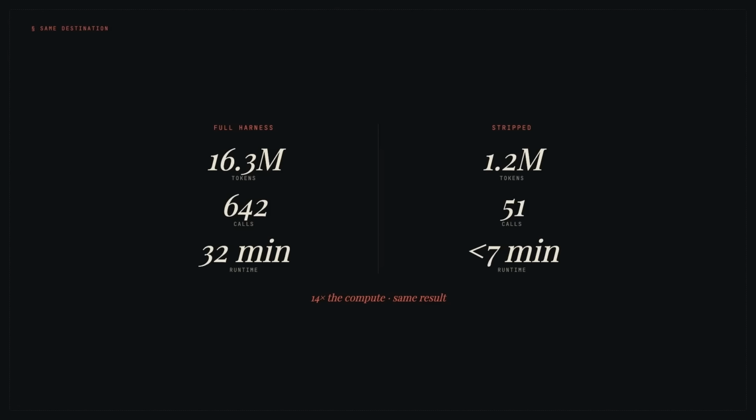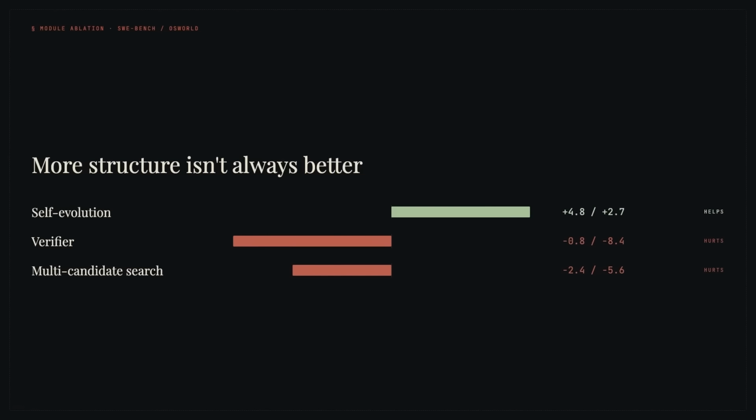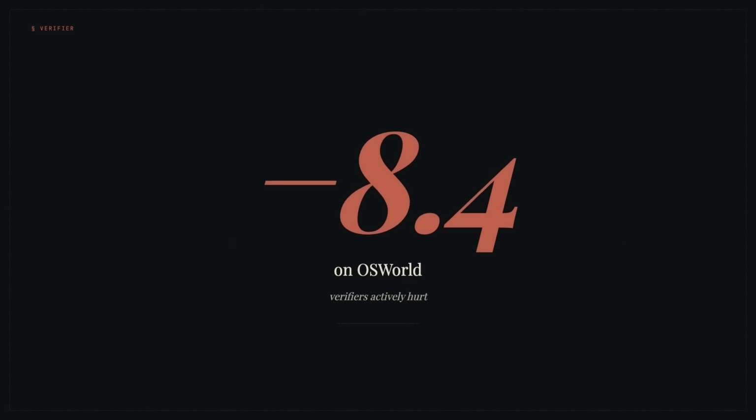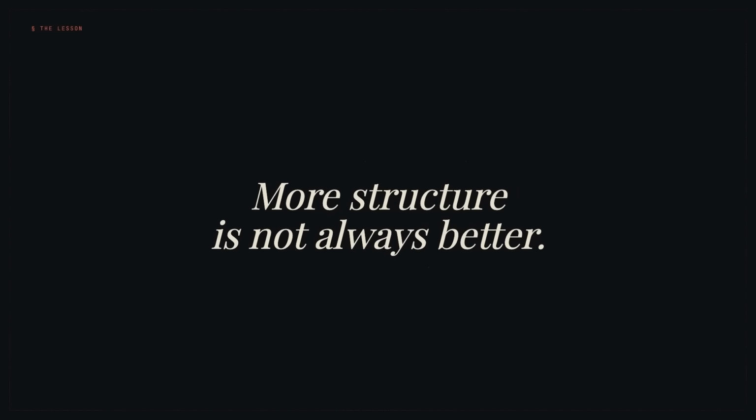They did a module by module ablation, which means that they started removing parts of the system. Self-evolution was the only consistently helpful module. Verifiers actually start hurting. They saw minus 0.8 on SWE-bench, minus 8.4 on OSWorld. Multi-candidate search hurt by 5.6. More structure is not always better, which is kind of a surprising result. But if you think about it, it kind of makes sense.